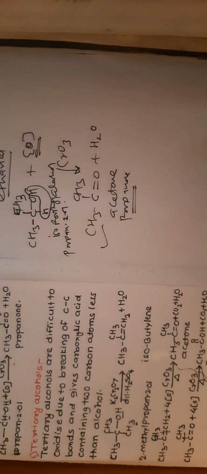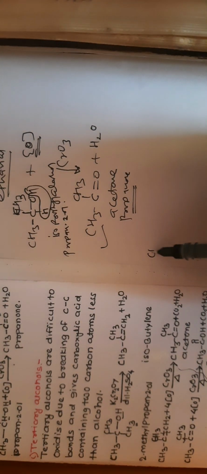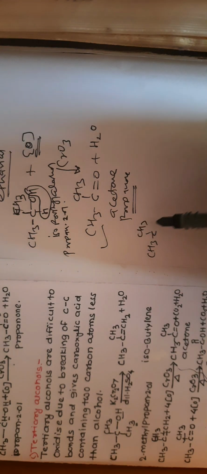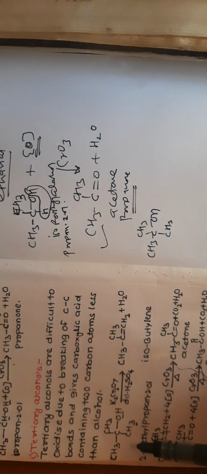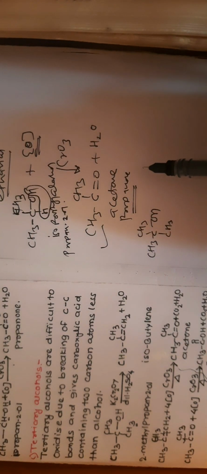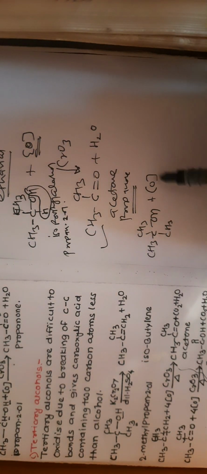Tertiary alcohols, when oxidized: tertiary alcohol, I have taken here another example, (CH3)3COH. It is tertiary butyl alcohol. Here I have taken the example. Tertiary butyl alcohol on oxidation. Oxidation means addition of nascent oxygen.